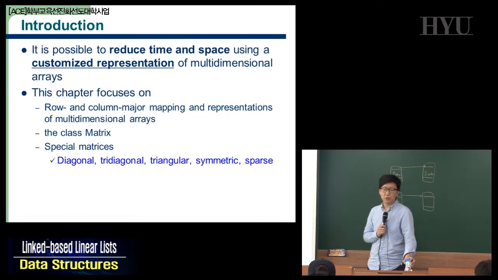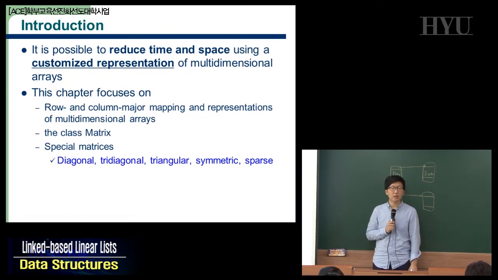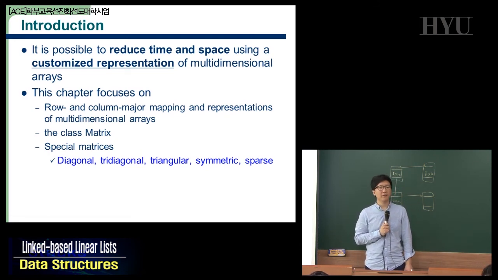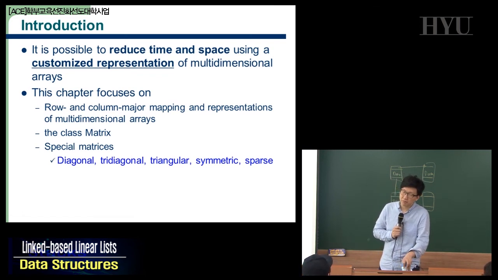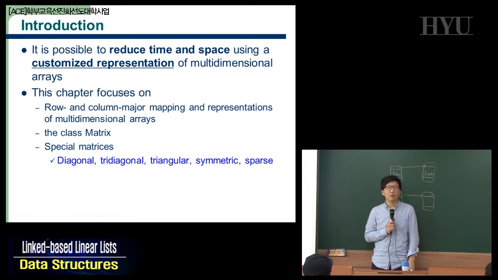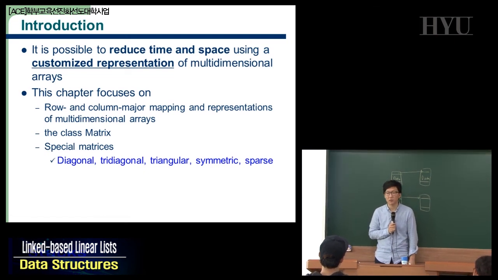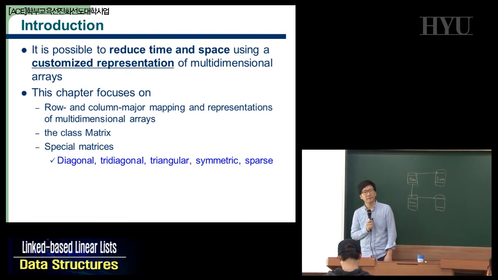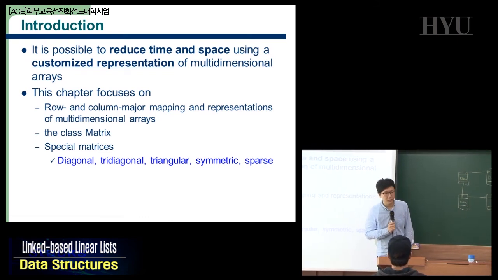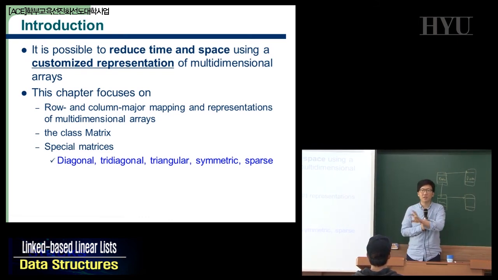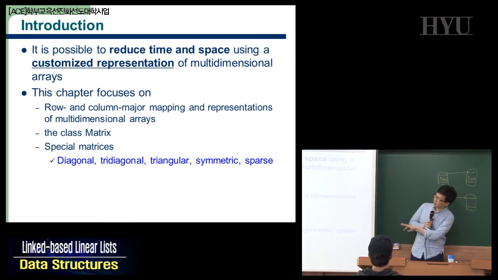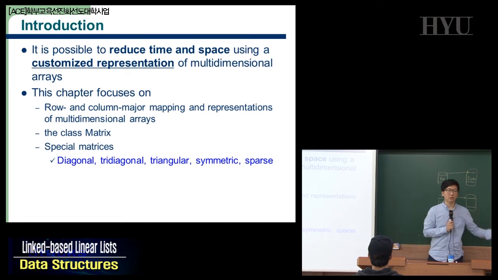Introduction. It is possible to reduce the time and space using a customized representation of a multi-dimensional array. As I said in the beginning, one of the goals of covering matrices is hoping that we could minimize the space and time complexity if possible. They say customized representation. So we do something with where to put the numbers in, and some of the slides will show you the way of representing a two-dimensional array as a one-dimensional array.